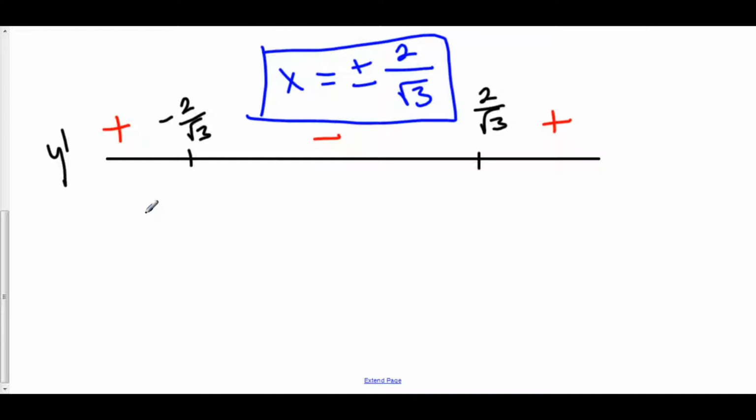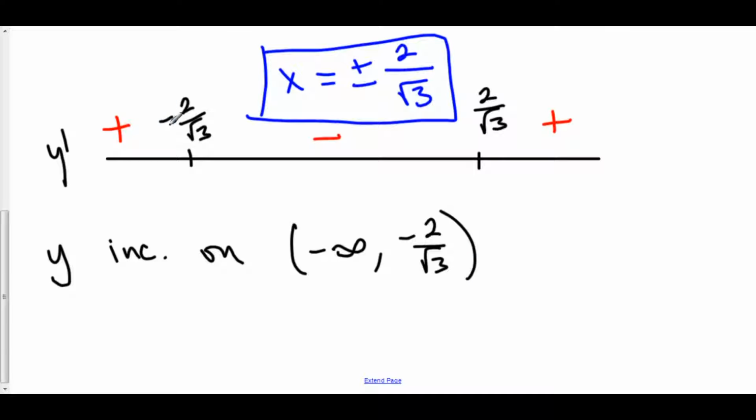Well, where is y prime positive? Well, to the left of negative 2 over root 3 and to the right of 2 over root 3. And so we can say that y is increasing on the interval from negative infinity to negative 2 over root 3, not including negative 2 over root 3 because the derivative is 0 there. When the derivative is 0, our function is neither increasing nor decreasing. It's just remaining constant, essentially. And union from 2 over root 3 off to positive infinity.